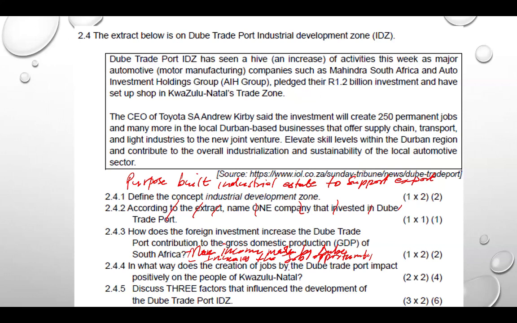In what way does the creation of jobs by the Dubai Trade Port impact positively on the people of KZN? So improve quality of life, reduces poverty. It improves quality of life, it reduces poverty.